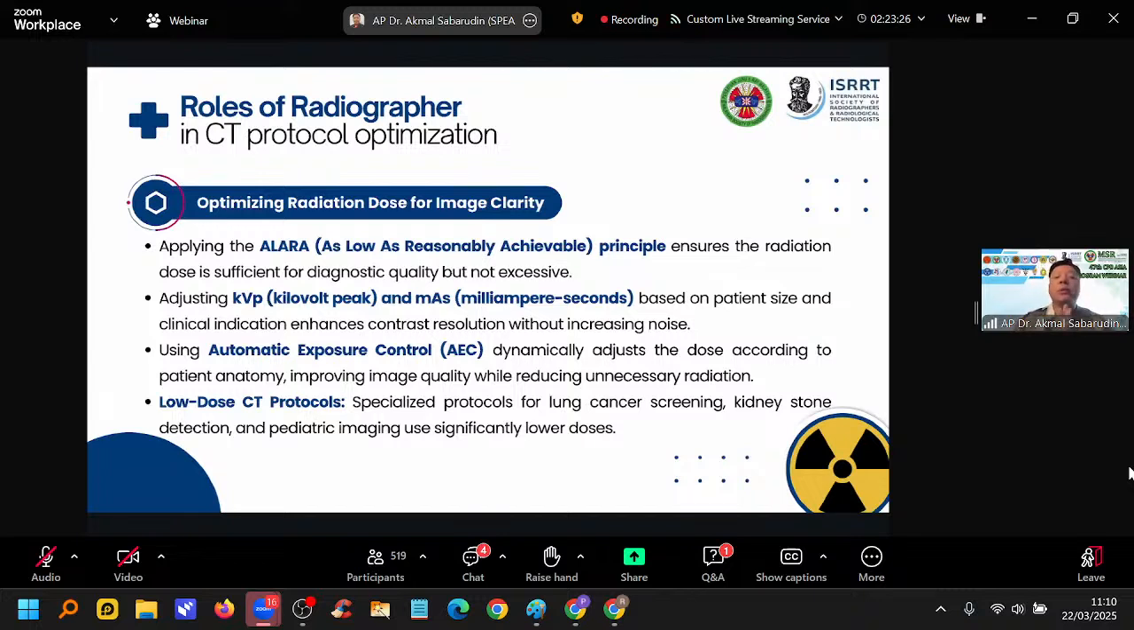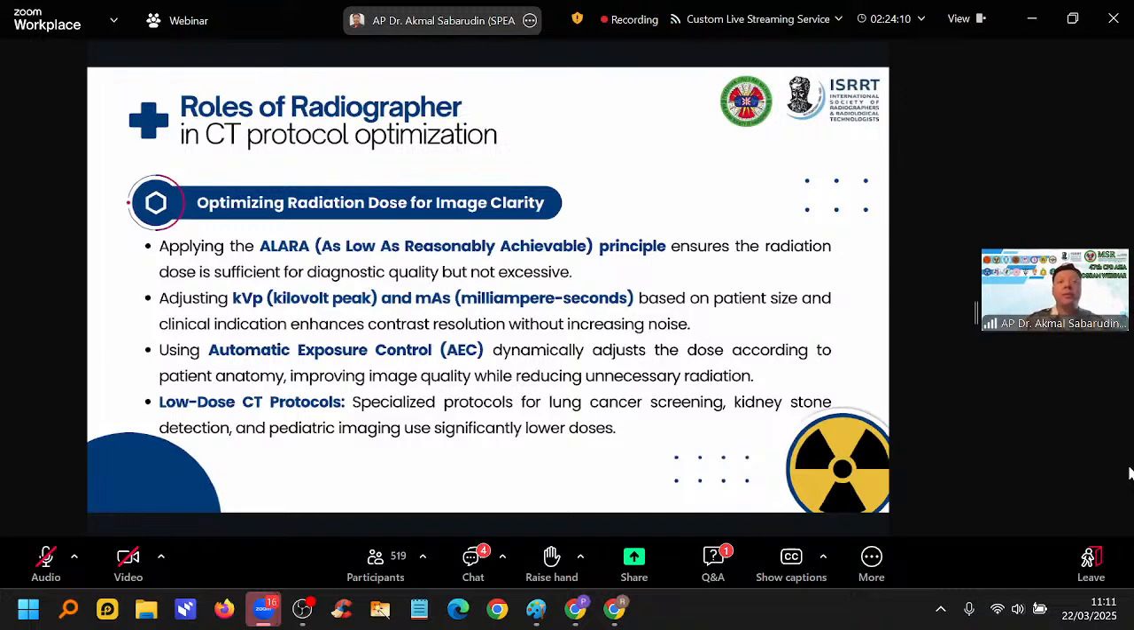So first is optimizing radiation dose for image clarity. I think most of us already understand the ALARA principle. Applying ALARA is not only in general X-ray, but in all radiation apparatus modalities. So we can show our professionalism that the safety of the patient is our utmost importance other than providing good quality images. ALARA principle, as low as reasonably achievable. So ensure the radiation dose is sufficient for diagnostic quality, but not excessive.